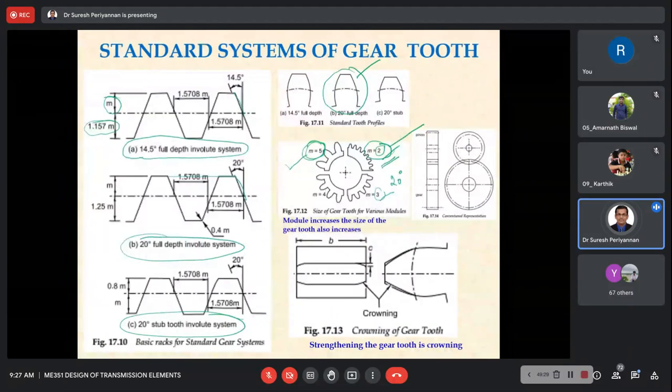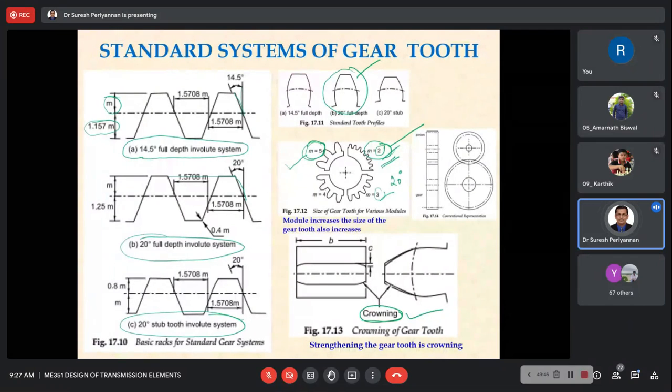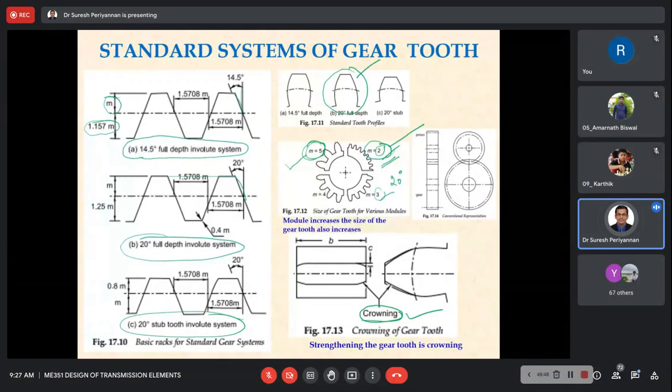Now I come to another term, crowning. What is crowning? These are important terminology we didn't discuss earlier. Crowning is the strengthening of the gear. The strengthening of each gear tooth is called crowning.